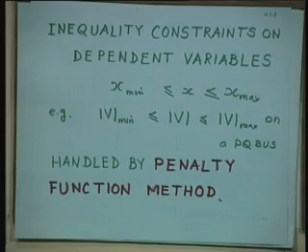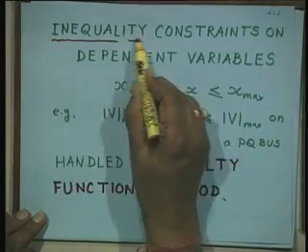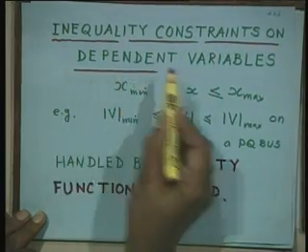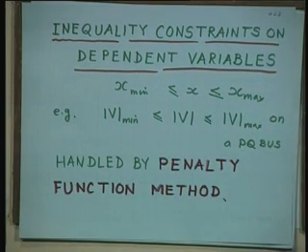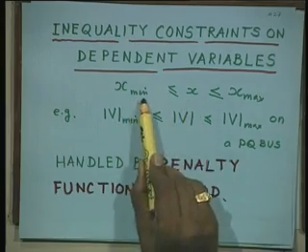It was so easy to handle inequality constraints on control variables. But if you have inequality constraints on dependent variables, then what do you do? You can't do the same thing. You can't put that equal to x max and x min. You have to do something else. What? We have to talk about it now. X has to be between x min and x max.